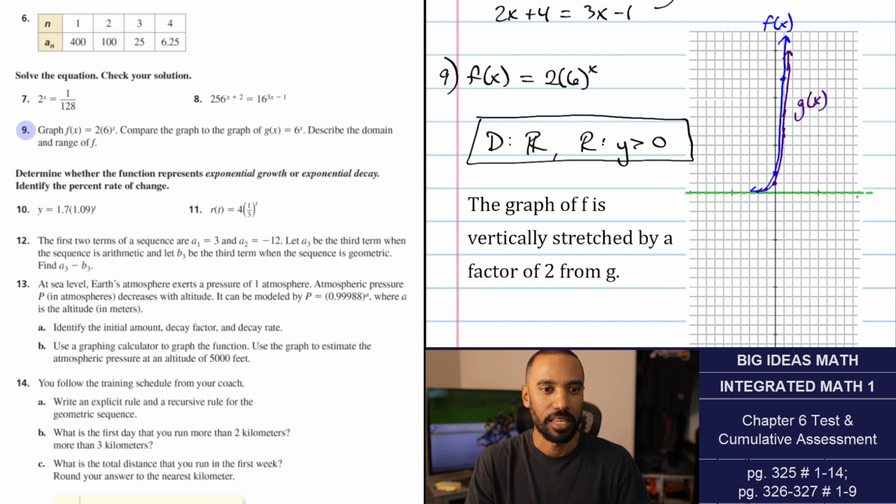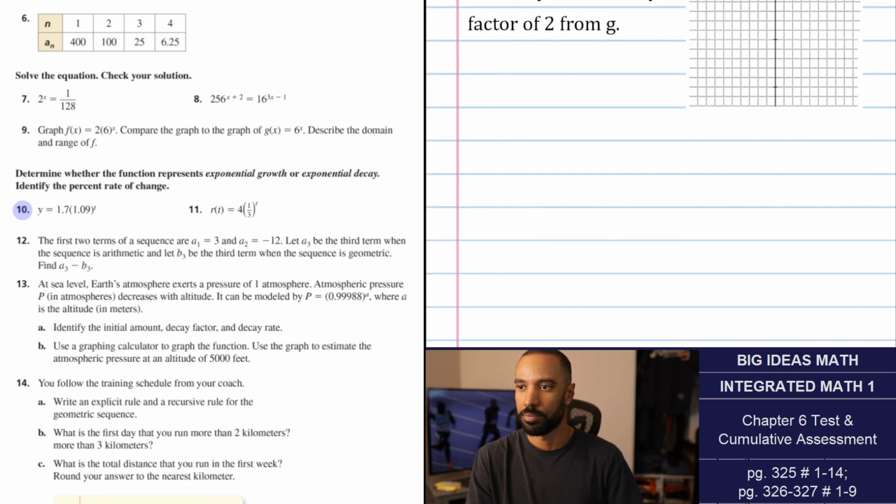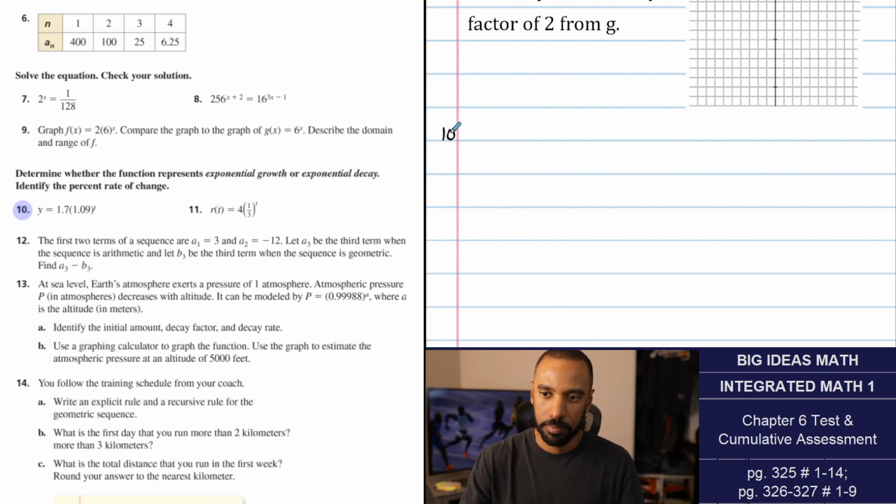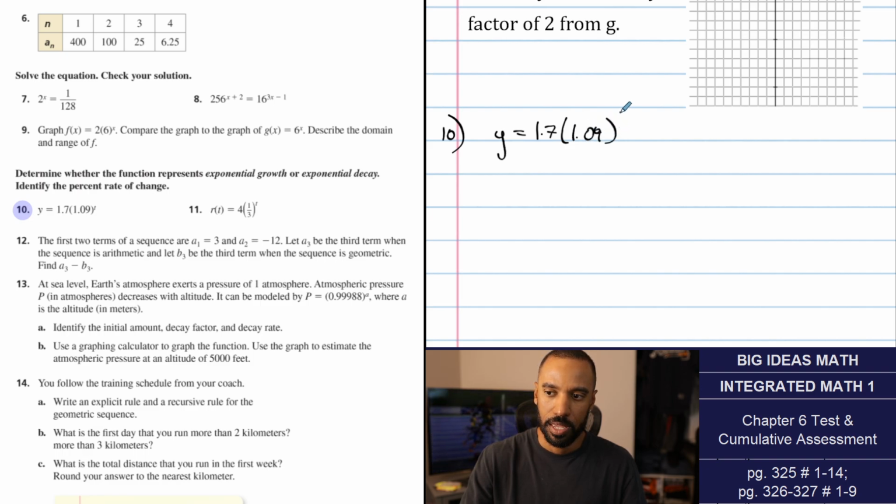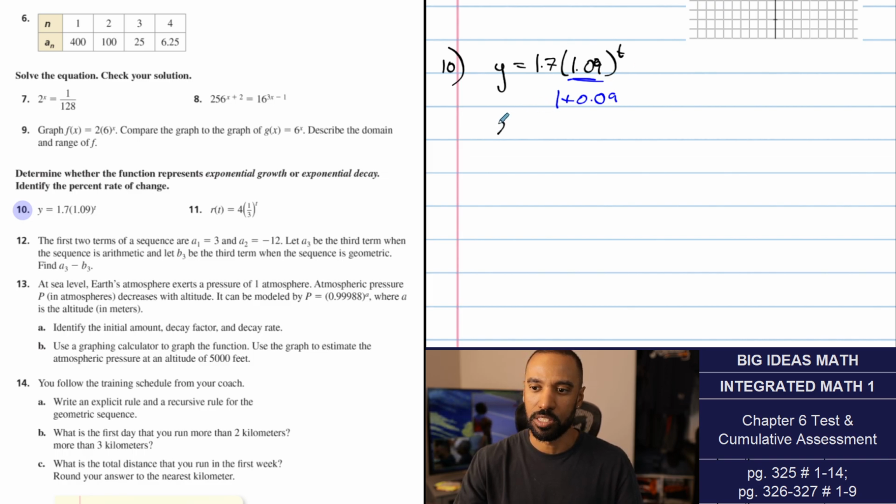Numbers 10 and 11. It says, determine whether the function represents exponential growth or exponential decay. Identify the percent rate of change. On number 10, we have y equals 1.7 times 1.09 to the t power. Now, the 1.7 has nothing to do with the growth or decay. It's all about this guy right here, which is 1 plus 0.09. We're adding 9%. That means this is 9% exponential growth.